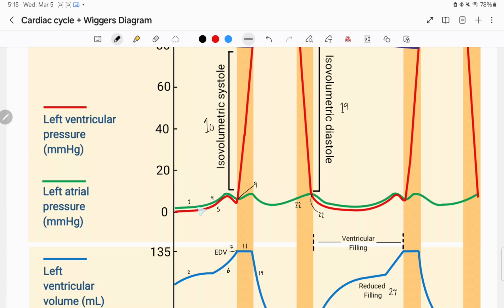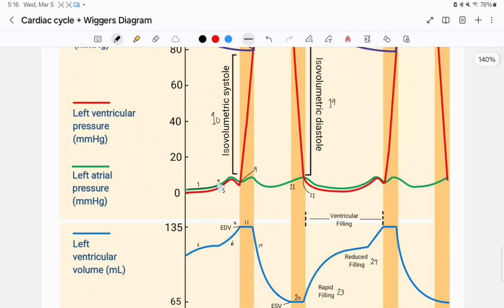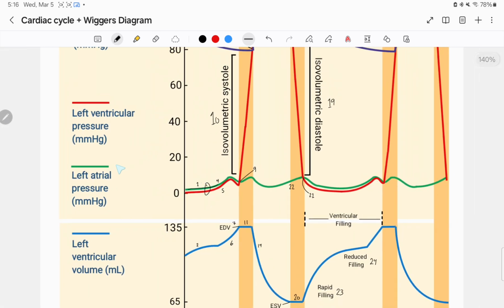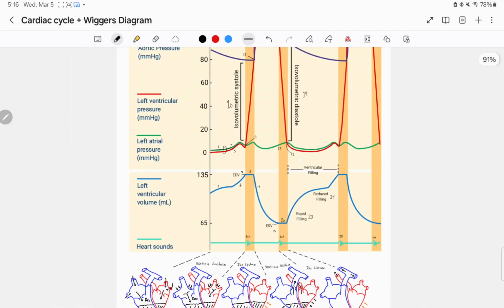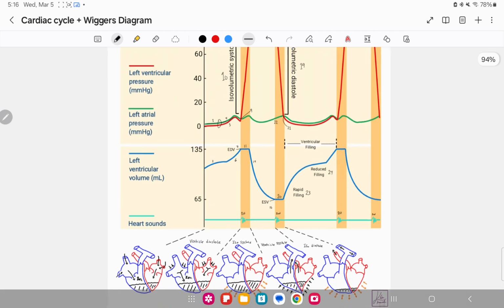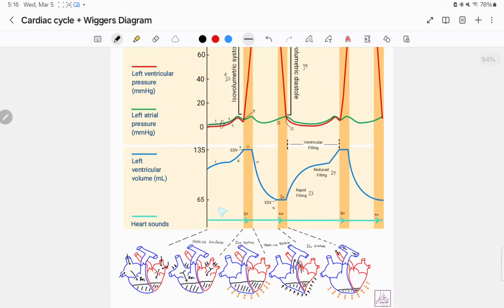You see that? Here's the left atrial pressure. It is slightly increasing. Why is the left atrial pressure slightly increasing here, and why is it higher than the left ventricular pressure? Good question. If you remember from the cardiac cycle video, I mentioned that when blood first comes into the atria, it is going to exert a pressure on the walls of the atria.